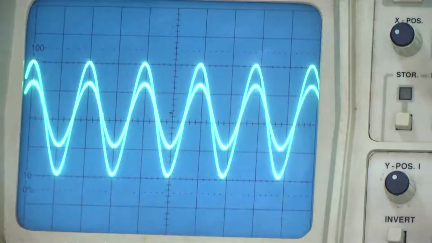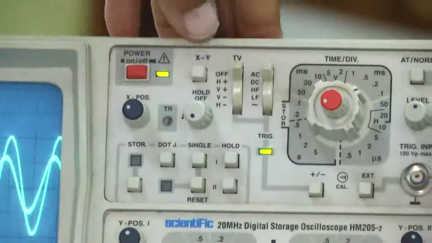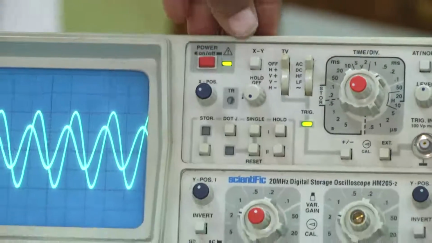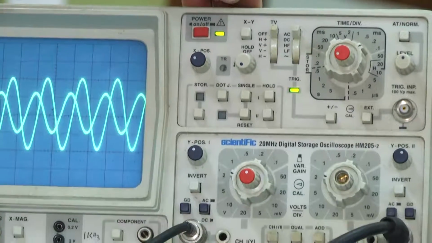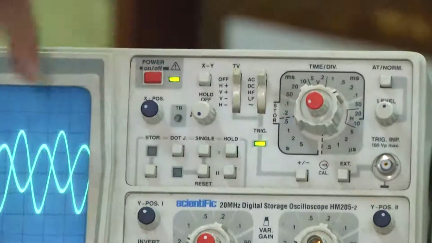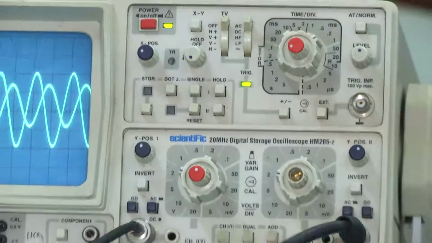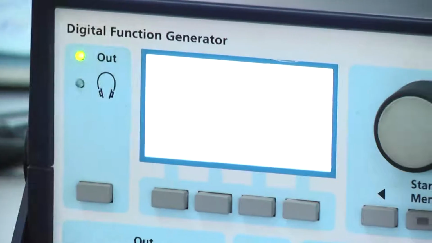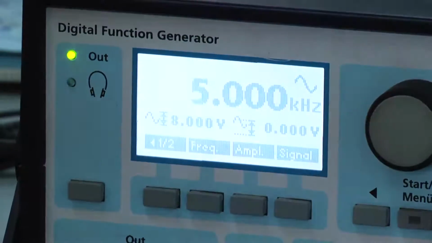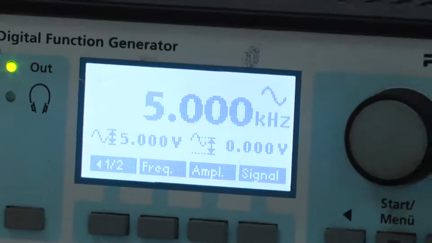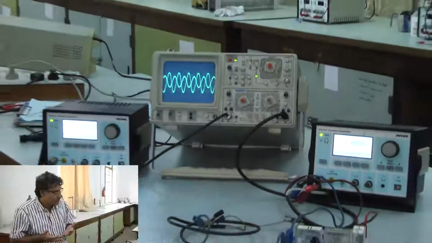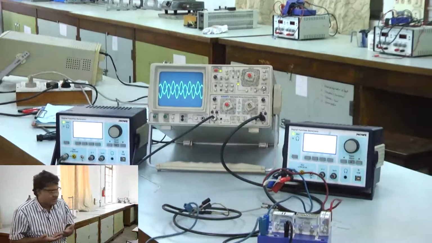Now if I use this XY mode, one signal is along the x and another signal is along the y. These two are of the same frequency but the amplitudes are different: 8 volt here and 5 volt there. In XY mode, one signal will be along the x and another along the y. There will be superposition and you will get the resultant pattern, and that is basically the Lissajous figure.